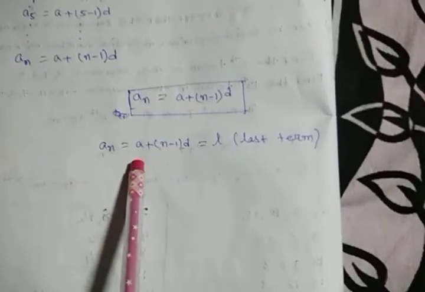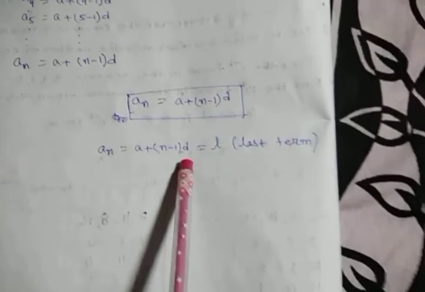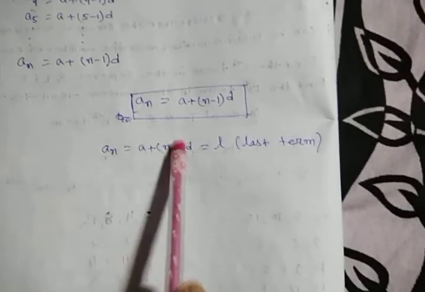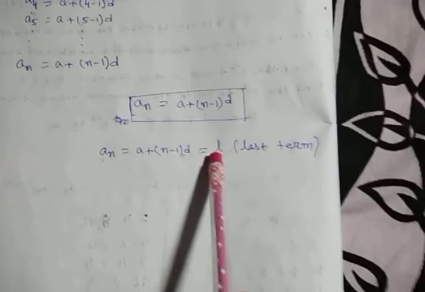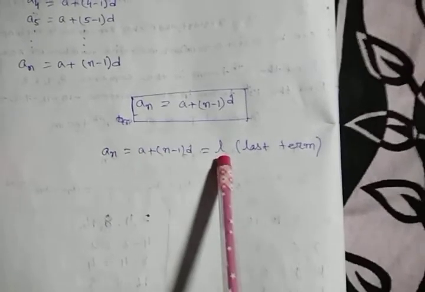So an equals a plus n minus 1 into d is the formula for finding the nth term, and this is the last term also, we can say. An can be written as L also, and L means the last term of the sequence.